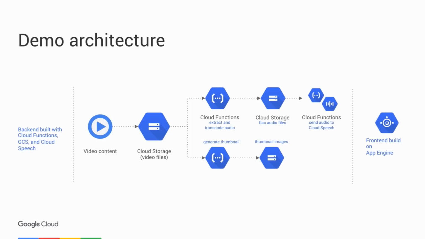I want to talk a little bit about how that demo is built. In addition to Cloud Speech, it also used Google Cloud Functions, Cloud Storage, and Google App Engine. In the back end, all of the video files are stored in Google Cloud Storage, and I have 2 Cloud Functions listening on that Cloud Storage bucket. Cloud Functions let you respond to different events in your cloud environment. So I have one Cloud Function that's triggered.